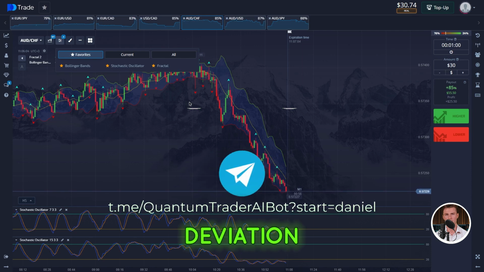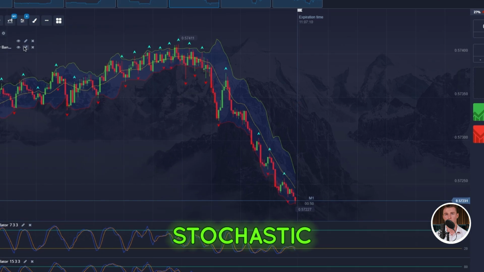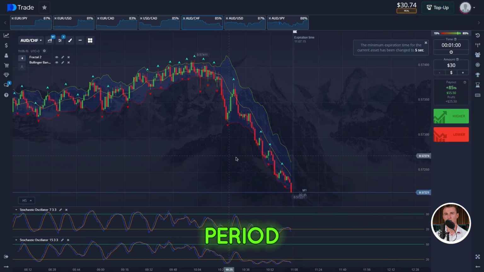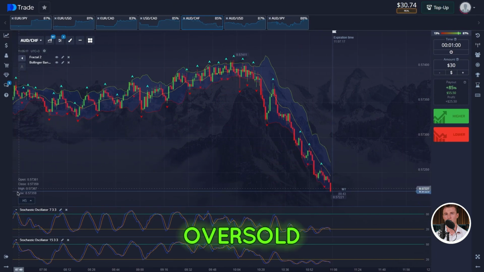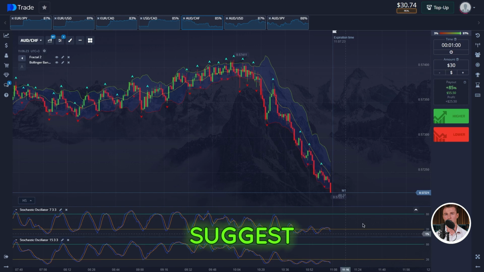We set the deviation to 2 in the period 13. We leave the fractal with default settings. We have stochastic, one of the stochastics with a period of 7, the second with a period of 15, oversold and overbought areas. We leave 20 and 80 on both stochastics, and I suggest you start trading.